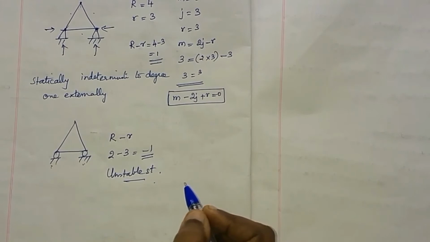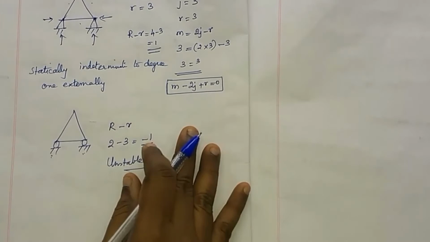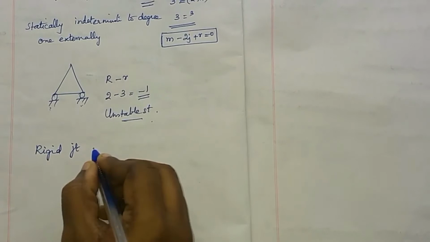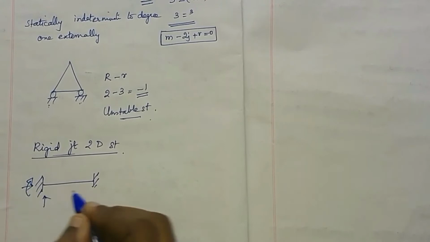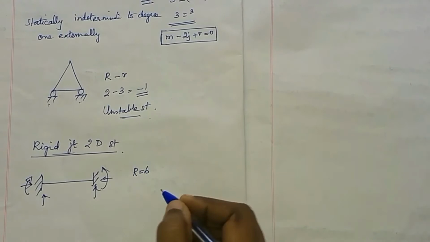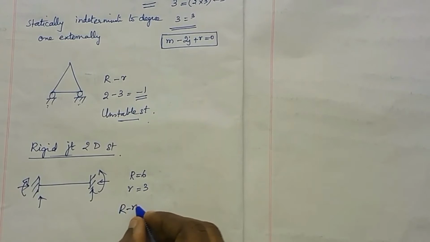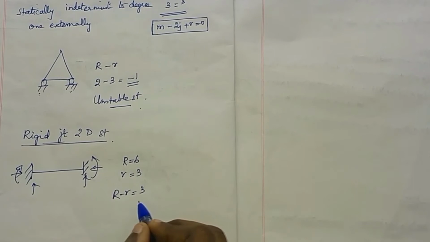Understood? So all these are for two-dimensional pin-jointed structure. Same way we are going to see for rigid jointed two-dimensional structure. So let me consider a beam. Let me consider a fixed beam. So in the fixed end you have three reactions. Here again three reactions. So capital R is equal to 6. Small r is equal to 3. So R minus r is equal to 3. So it is statically indeterminate to degree 3.